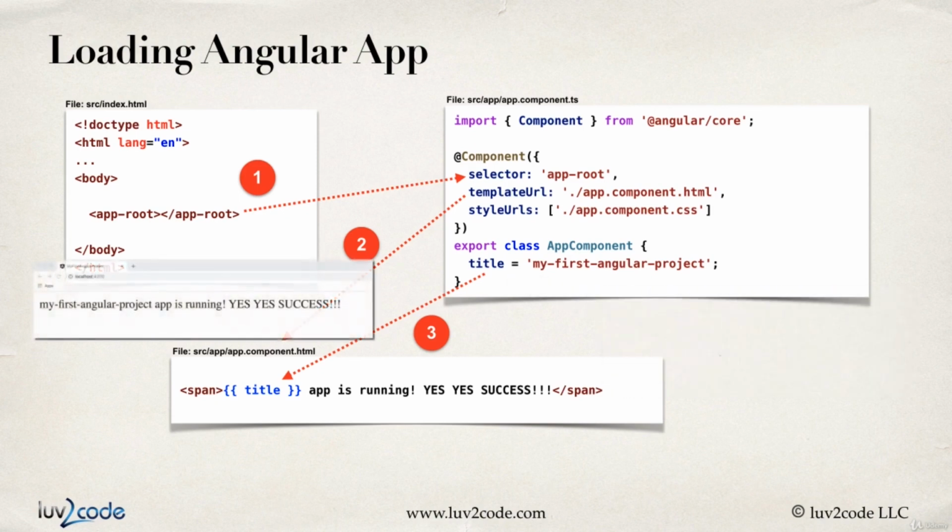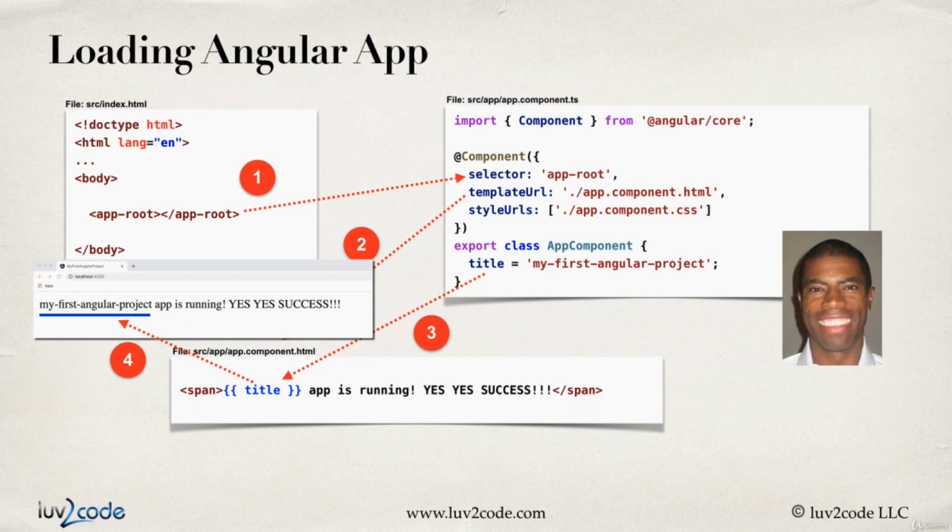So when you see this page in a web browser, then it's going to say my first Angular project app is running, yes, yes, success, based on what we have here in the component.html and also the property that it reads from the actual component class. So this is kind of the big picture here on how things work together. Now there's a lot of other moving parts in the background, but this is just a high level of how this process works. Alrighty, so in the next video, we'll actually move into our source code and we'll explore this a bit further.